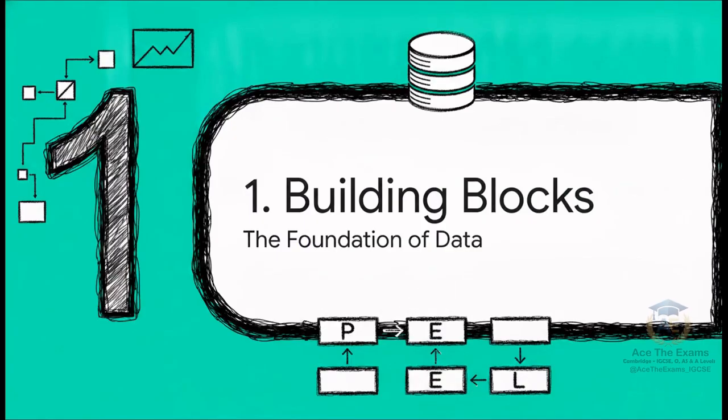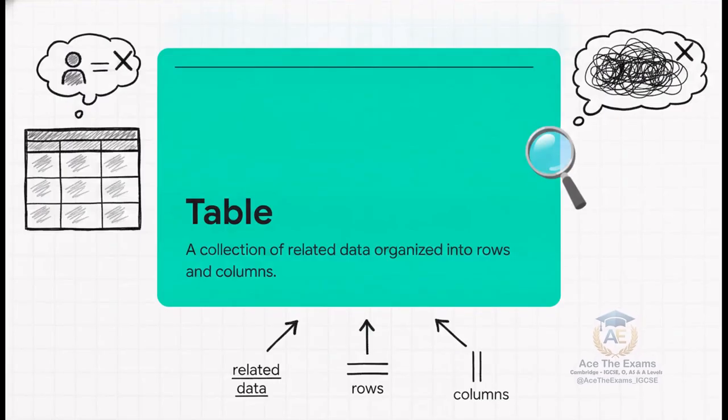Every grand strategy starts with understanding the absolute basic terminology. Let's look at Section 1, Building Blocks, the foundation of data. Let's start with the macro-level structure, the table. Now, what's really interesting about this is how elegantly simple the actual definition is. It's just a collection of related data organized into rows and columns.